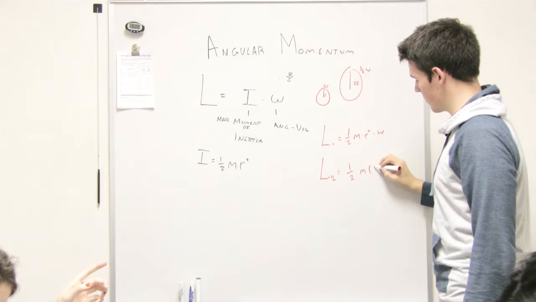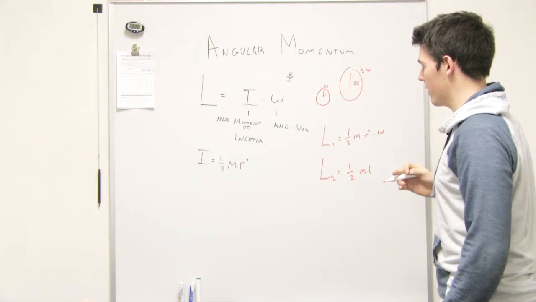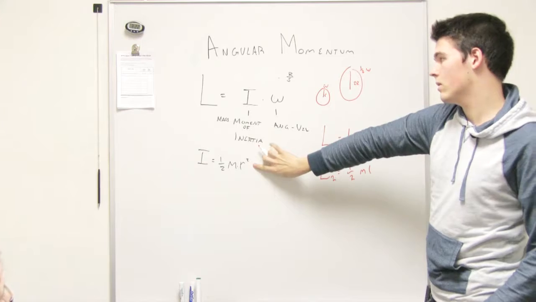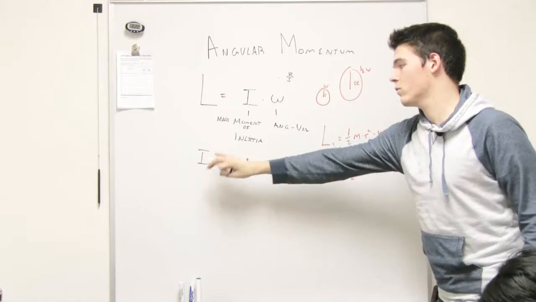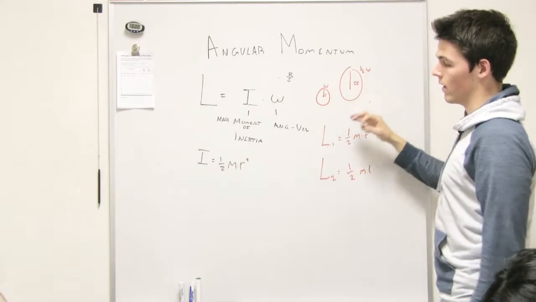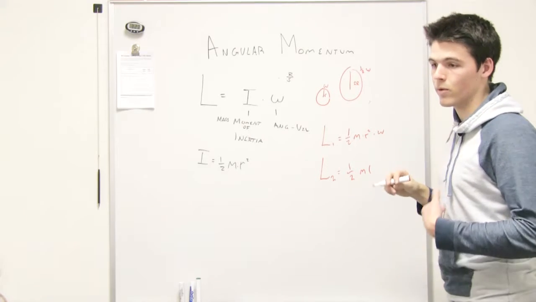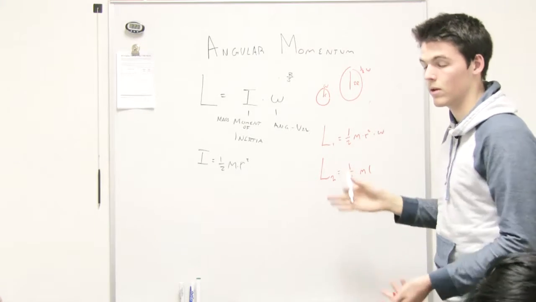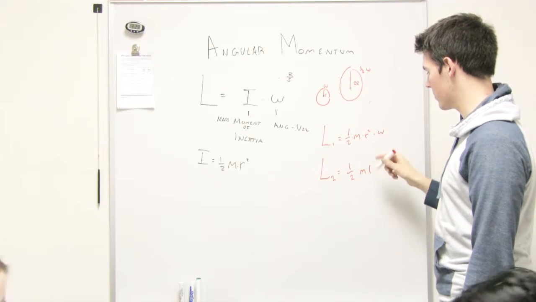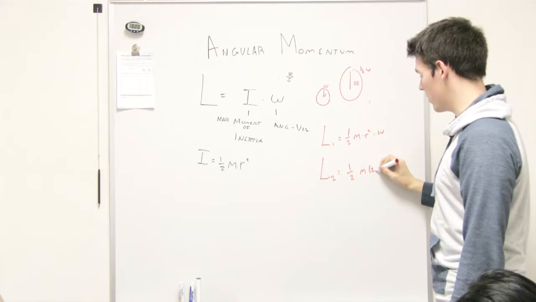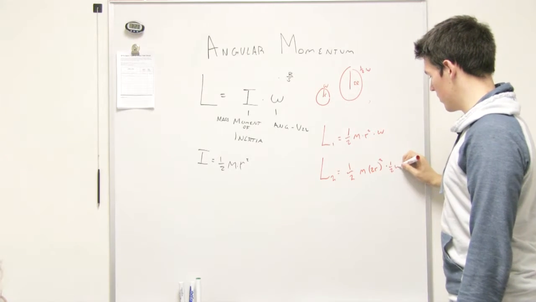So L1 just looks like a standard equation. We know what I is and what omega is. Your I is 1/2 mR squared. The m stays the same and the R changes. This R is 2 times that R. We don't have the exact number, but we know the relationship. So we'd have 1/2 m, and our R doubles, so 2R squared, and then our omega is going to be 1/2.